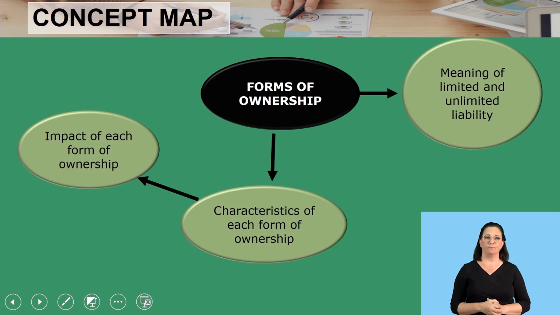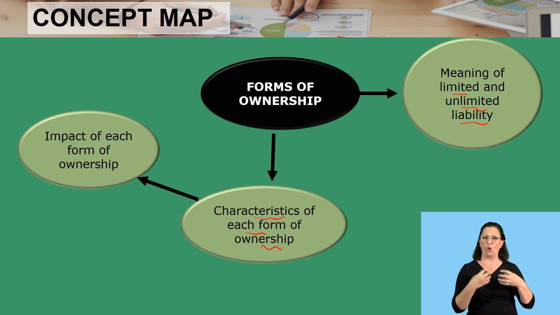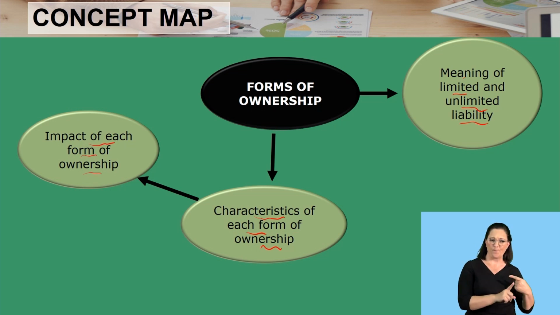This is our concept map. We're going to start by looking into the meaning of limited and unlimited liability. Thereafter, we're going to look into the characteristics of each form of ownership and then look into the impact of each form of ownership, to say what are the positives and what are the negatives of each form of ownership in terms of you deciding to register one.